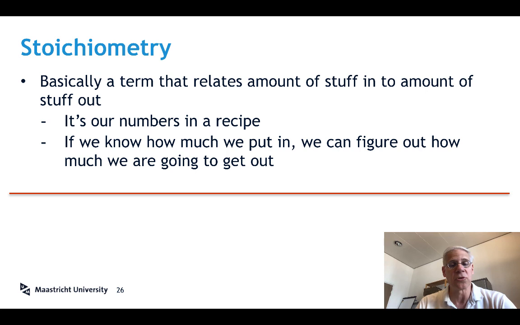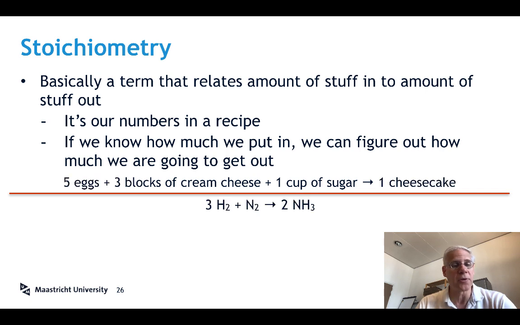So if we know how much material we're putting in, using stoichiometry, we can figure out how much product we're going to get out. Here's a quick example of a filling for a cheesecake. If you take 5 eggs, 3 blocks of cream cheese, and a cup of sugar, that should give you filling for 1 cheesecake. If I wanted enough filling for 2 cheesecakes, I would just need to multiply everything by 2 in my reactants. I don't need to change my balanced reaction. I just need to know how to get those relations between them.